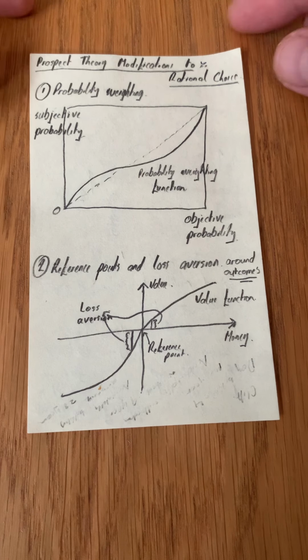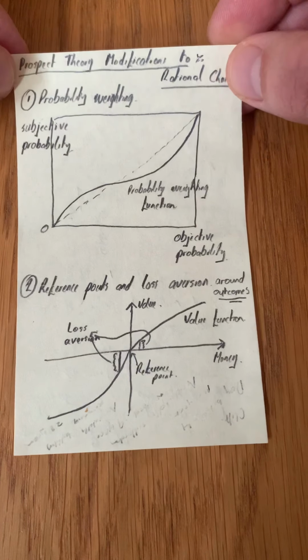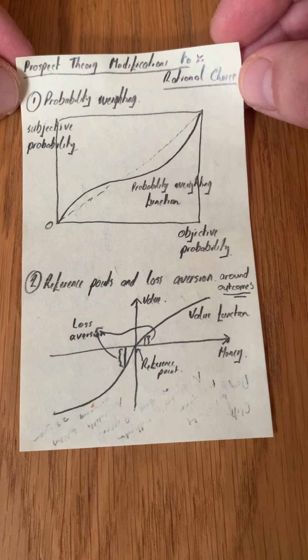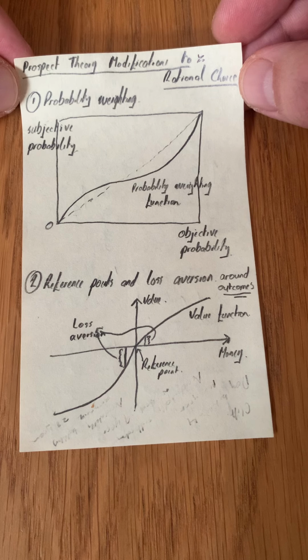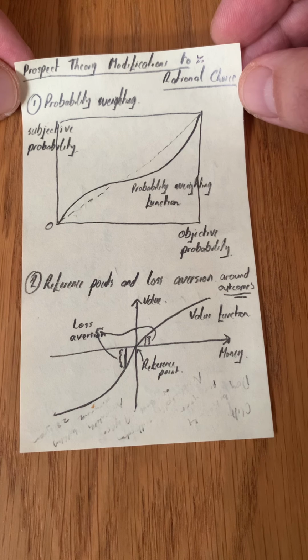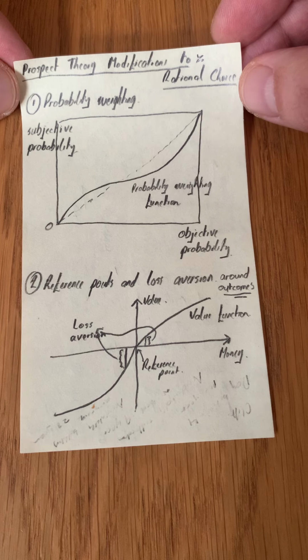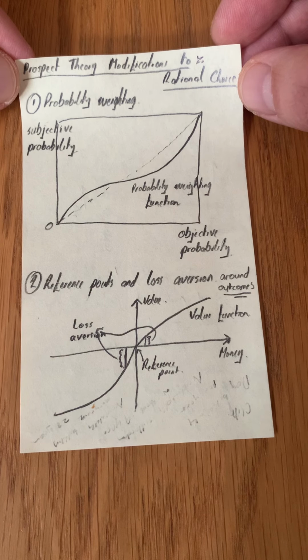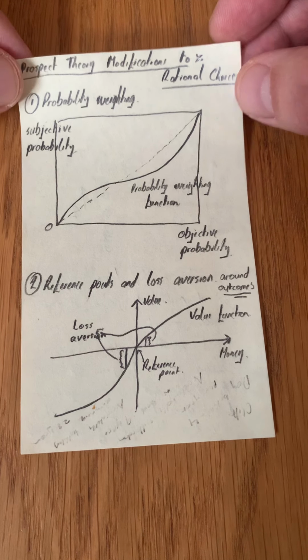Anyway, prospect theory says lots of things, but I'm just going to point out two main things that I've summarised already in previous post-it notes. And that is that prospect theory makes two major modifications to rational choice theory. Prospect theory was initially developed in the late 1970s, or initially published in the late 1970s. Now, the two main modifications are around probabilities and around outcomes.